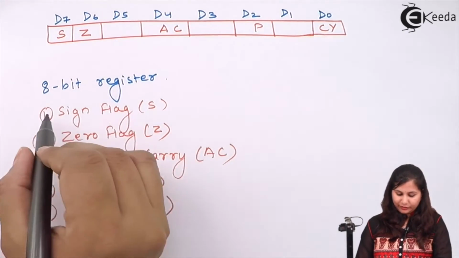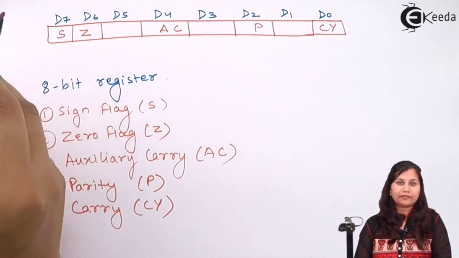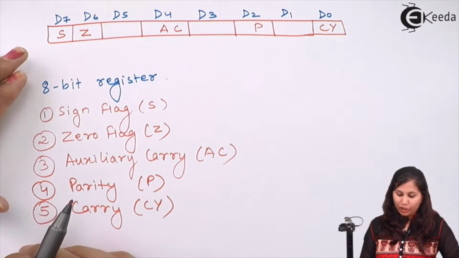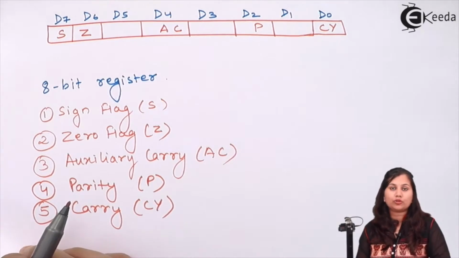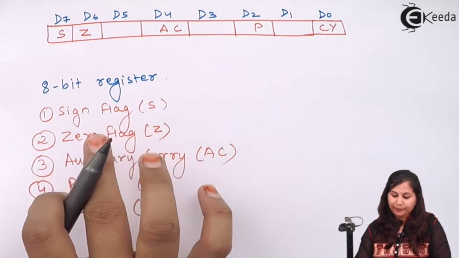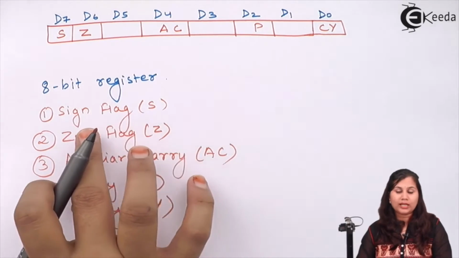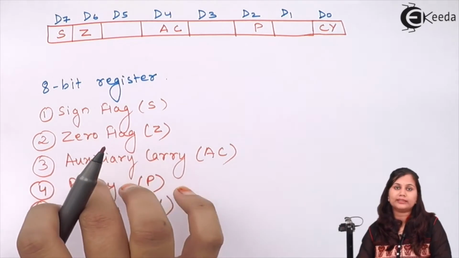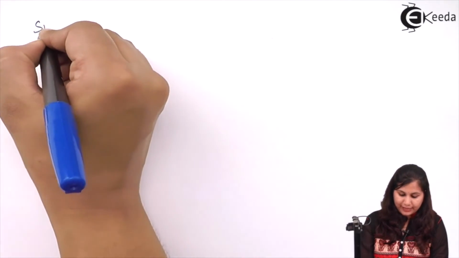Sign flag: the 7th bit, the most significant bit of a number, defines whether the number is positive or negative. When the 7th bit of the number comes out to be 1, the sign flag is set to 1, which shows that the number is negative. And if it is 0, then the sign flag is reset, that is, made equal to 0. That means the number is positive. So the first flag is the sign flag.